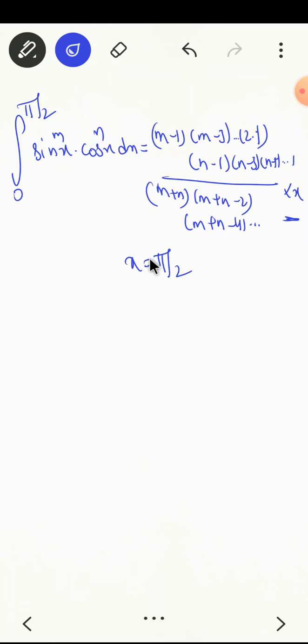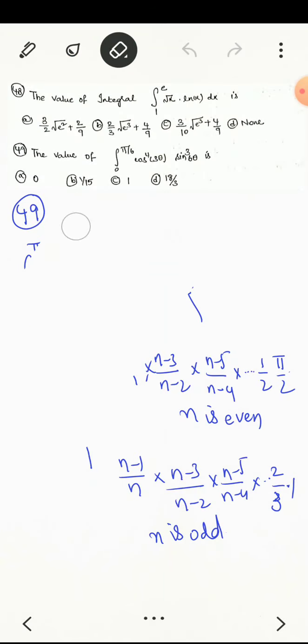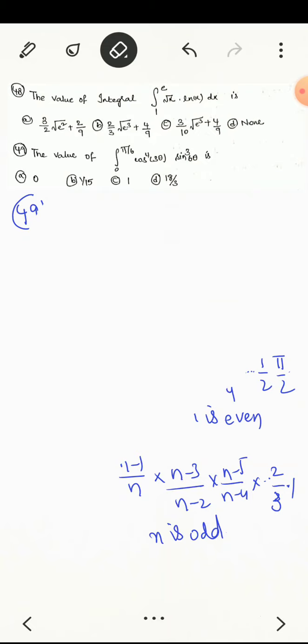And what is this x? If m and n are both even, then x will be pi by 2, and x will be 1 otherwise. If both are even, you have to keep pi by 2 in place of x. Otherwise, you have to keep x equal to 1. Now, let us start solving problem number 49, which is related to the same concept.